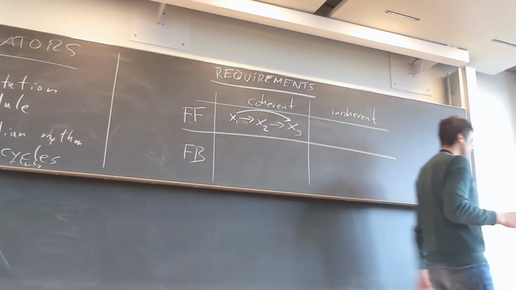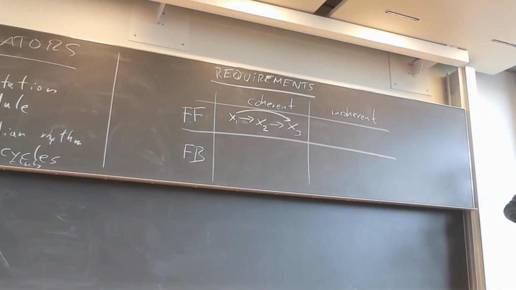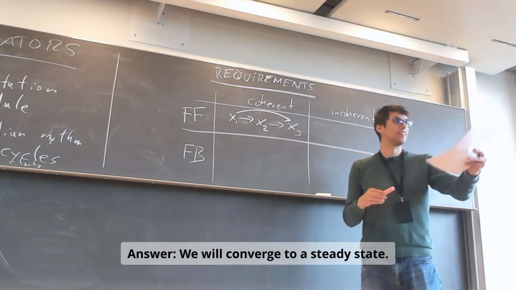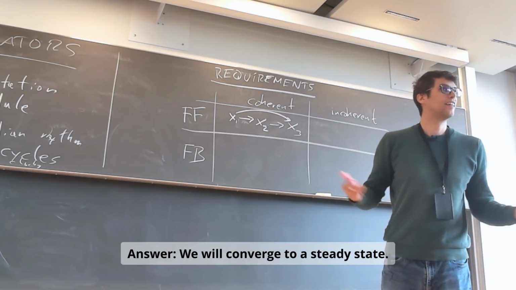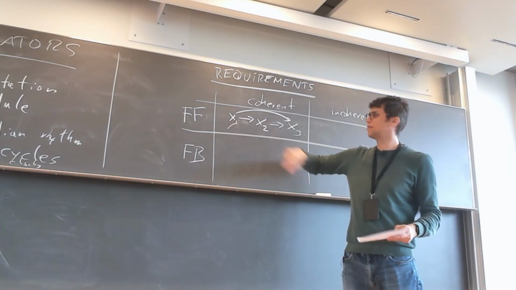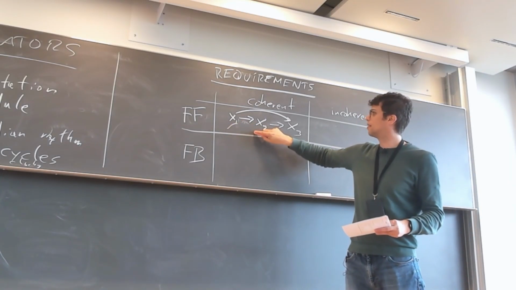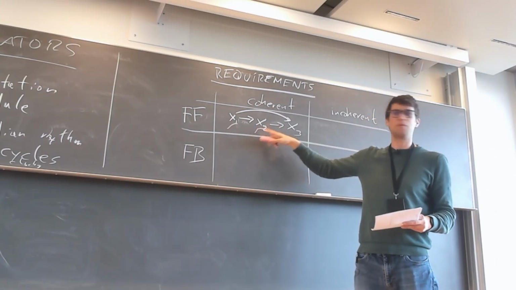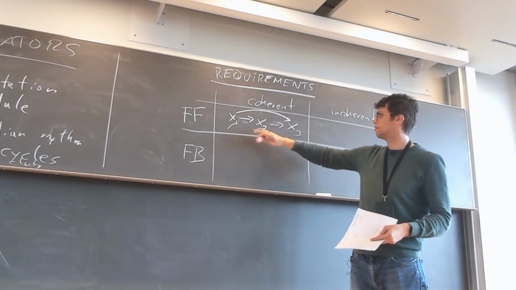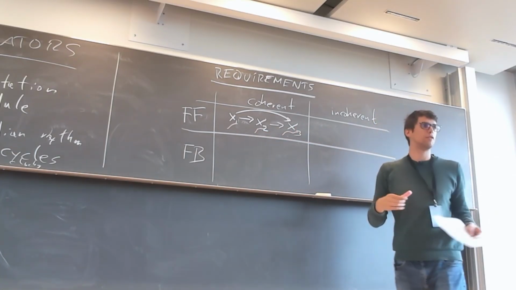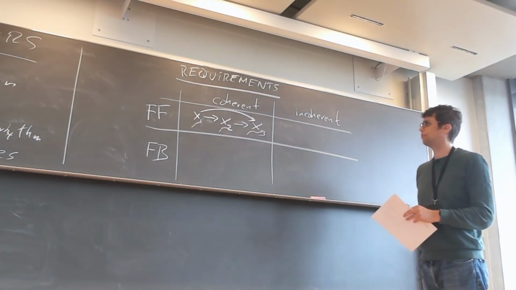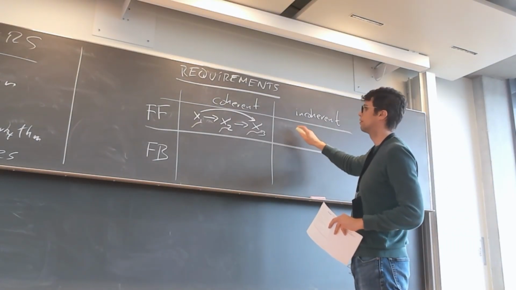So can this thing oscillate? What will happen if we run the system? Yeah, exactly. So x1 will go to some point, which will then regulate x2, which then will go to some point, and then x1 and x2 have some approximately stable point, and then x3 will follow suit. No, absolutely no oscillations.